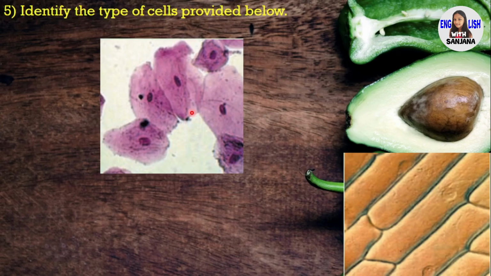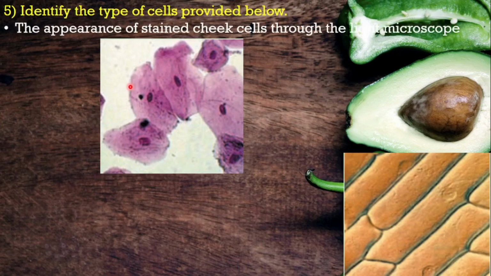Therefore, I have given you this one. This is actually a picture taken from the textbook. So the question is, identify the type of cells provided below. What is the answer? The appearance of stained cheek cells through the light microscope.